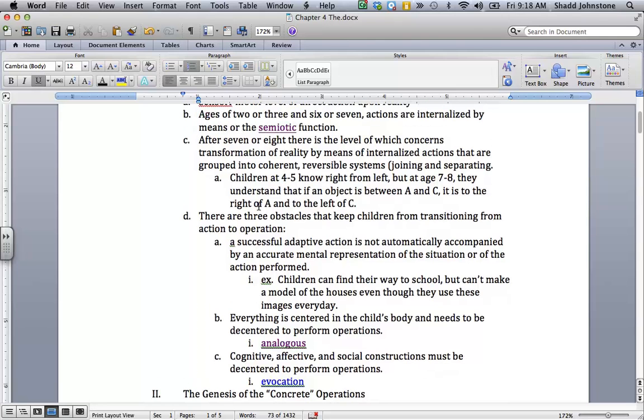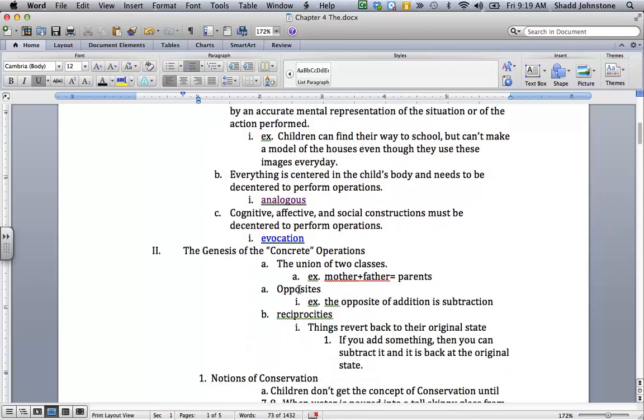There are obstacles that are keeping kids from transitioning from action to operation, and one of the examples was that children can find their way to school, but when they're asked to make a model of that, they struggle to do so. And that is, they're still in the action stage and they're transferring to the more operations.